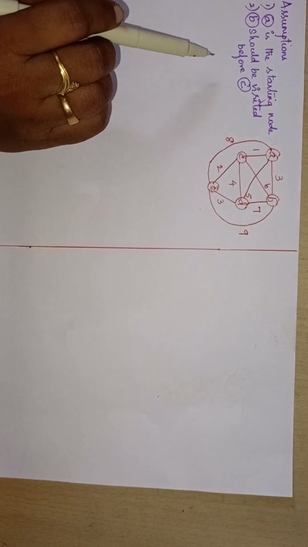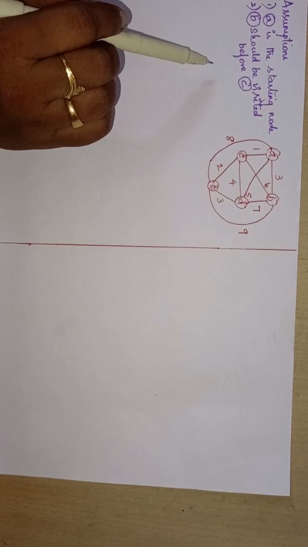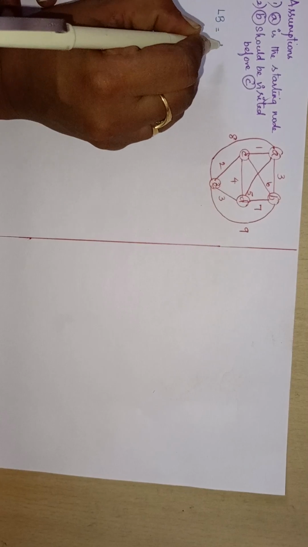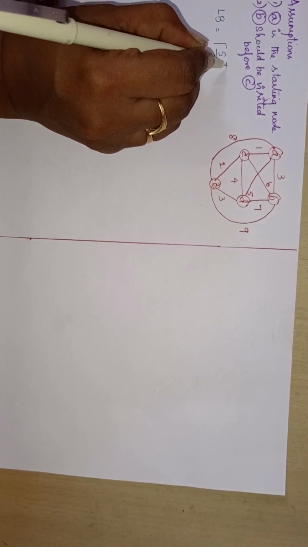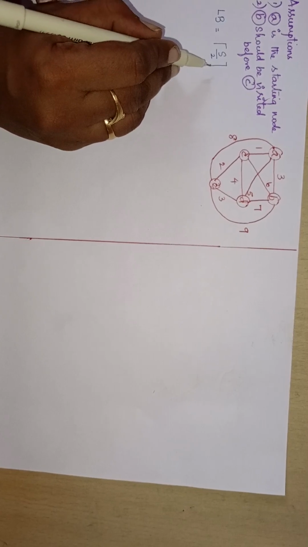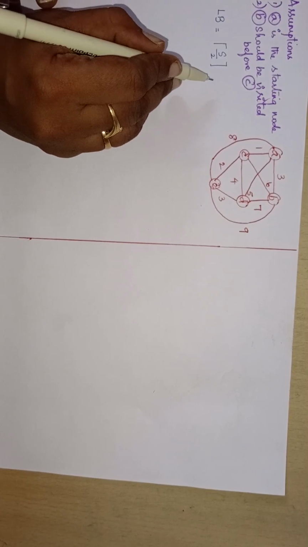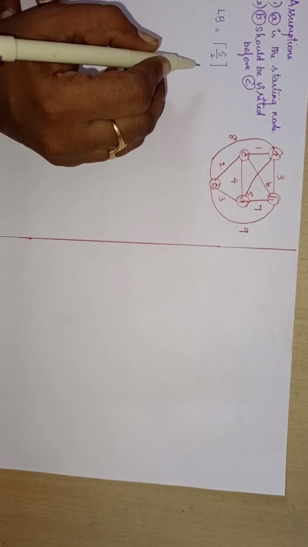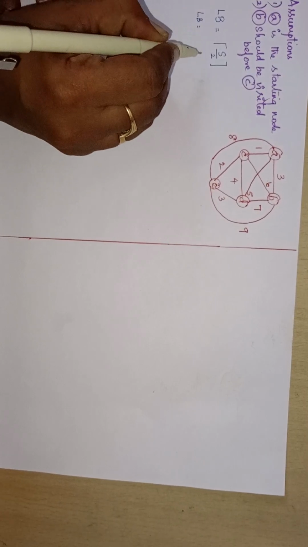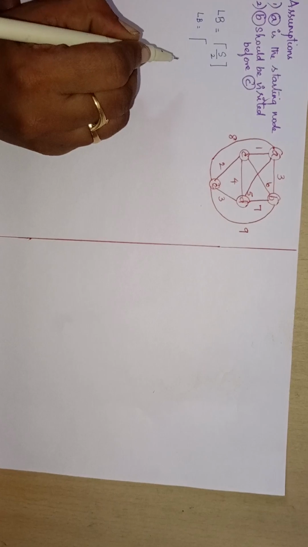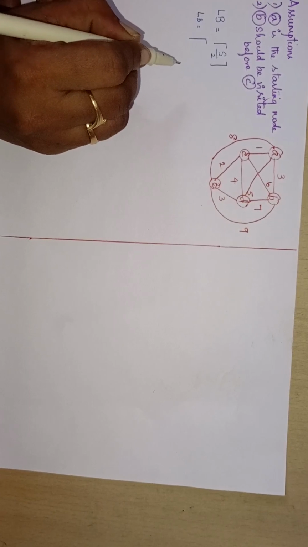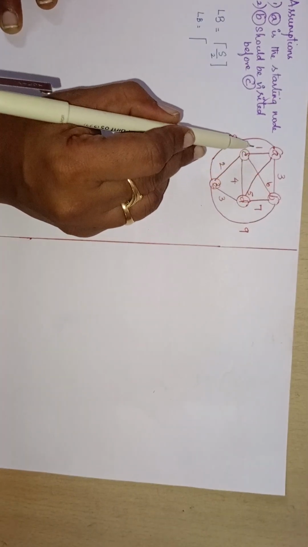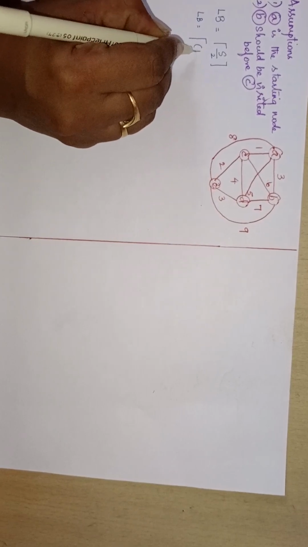So before solving this problem, we will try to find out the lower bound. As I already said, lower bound LB is ceil of S by 2. S is the sum of the closest distances of a city for all the cities. So here, how to find LB? LB is the sum of the closest distances of two cities of a city. For city A, the closest distances are 1 and 3. So it is 1 plus 3.